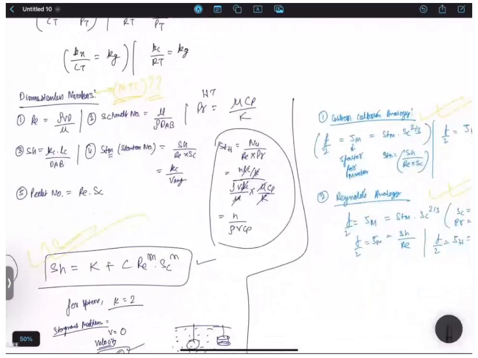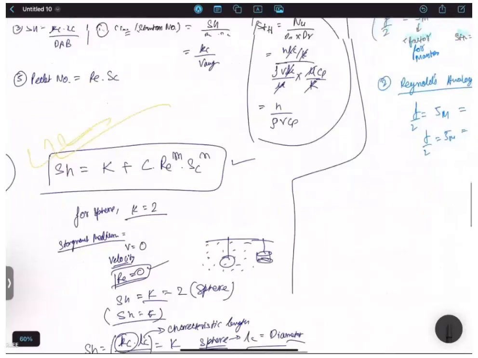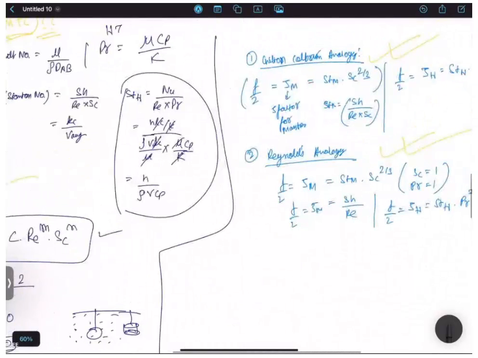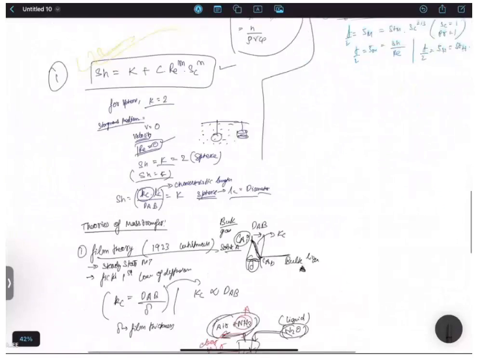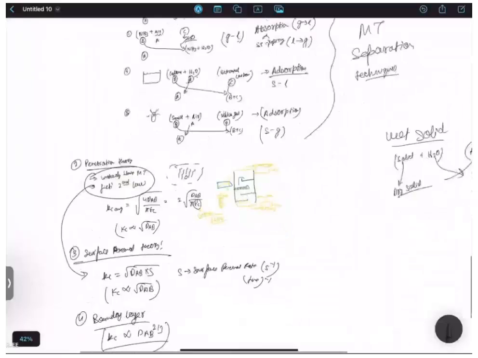We looked into three analogies. The first analogy was to find out our mass transfer coefficient, and the other two analogies are to find the relation between friction factor and mass transfer coefficient. Okay, and then we looked into theories of mass transfer. I hope till this much it is clear.